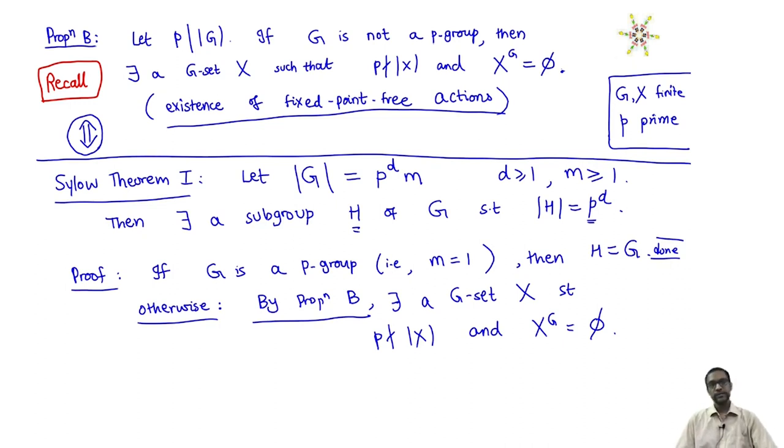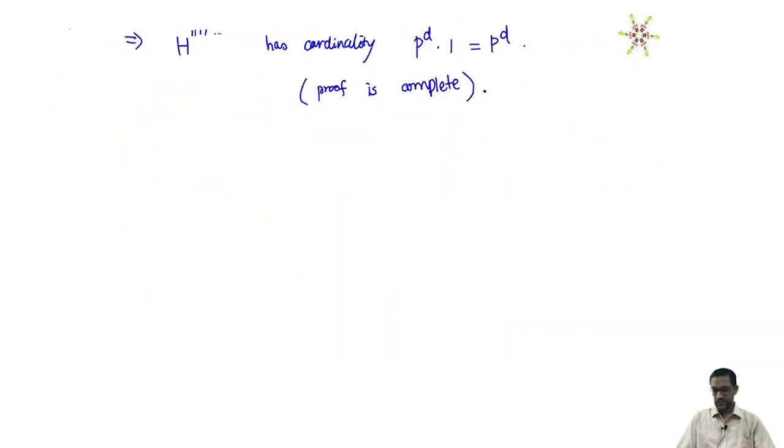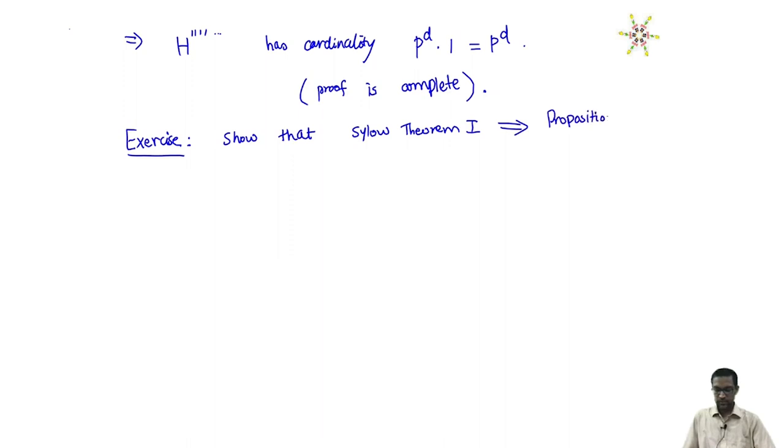Now that's an interesting consequence of proposition B. But what is extremely interesting is that in fact the first Sylow theorem also implies proposition B. So we have proved one implication, but one can show that you can assume the statement of Sylow theorem 1 and deduce proposition B from it. I'm going to leave this as an exercise for you, but please do try it. Show that Sylow theorem 1 implies the statement of proposition B. Assume this statement and prove the other statement.